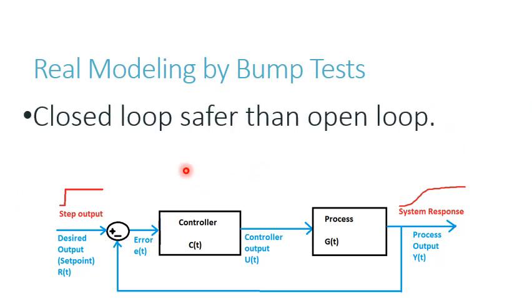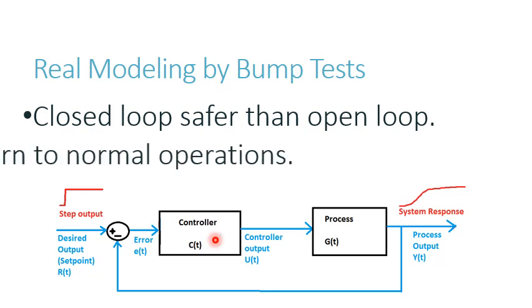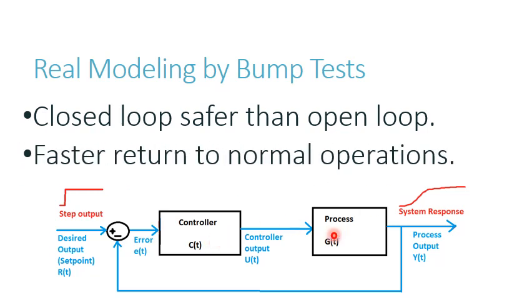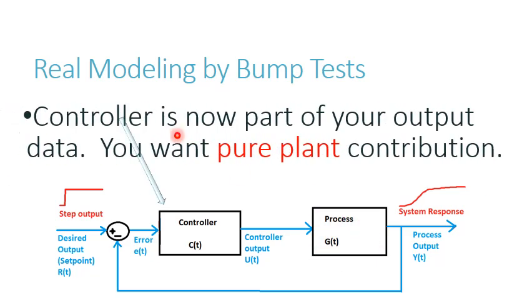This tends to be safer than open loop. It's safer for the people, it's safer for the process. It's not as damaging to the process because the feedback brings the process back to its equilibrium point. Also, you get a faster return to normal operations. You're supposed to be typically in closed loop, and you stay in closed loop, so you don't need to hook that back up or account for any changes in the process or wait for it to cool down or anything like that.